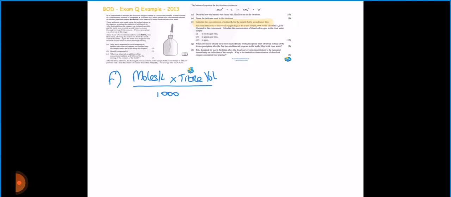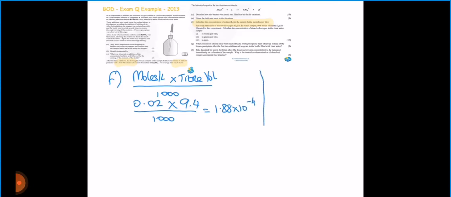So we know that our standard solution of thiosulfate has a molarity of 0.02, because that's what it tells us in the question here, 0.02 moles. So we get 0.02 multiplied by the titration volume, which we know from here is 9.4, multiplied by 9.4 and divide that by 1000. And the answer we get there is 1.88 by 10 to the minus 4.